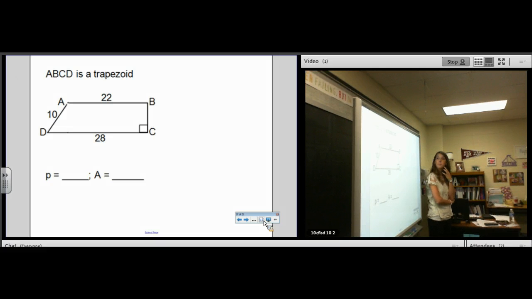Just keep it around there. P stands for perimeter and A stands for area. Yes, please. Is that a 45? No. Do you? Yes. Do you, Taylor? Mm-hmm.